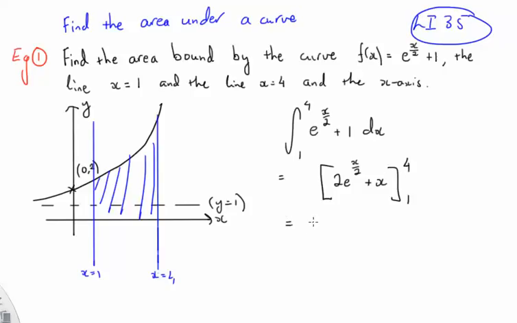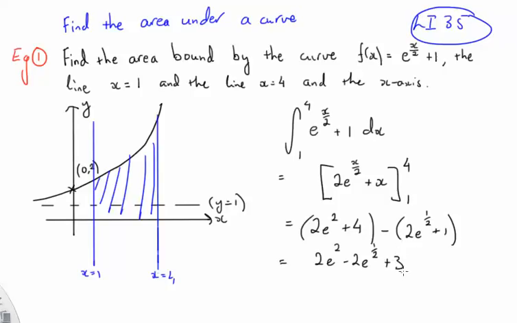Integrated there. Let's sub in our values. So that's 2e squared plus 4 minus 2e to the power of a half plus 1. What can we do here? Well, we haven't got like terms, so it's 2e squared minus 2e to the power of a half plus 3. 4 minus 1 is 3. That's your answer. And because it's asking for the area, we like to write units squared to show we know what we're doing and we know it's an area.